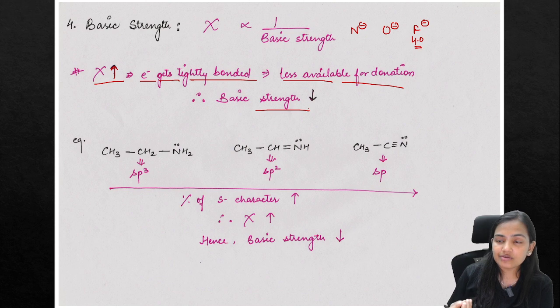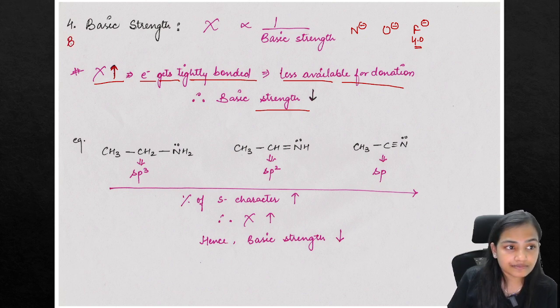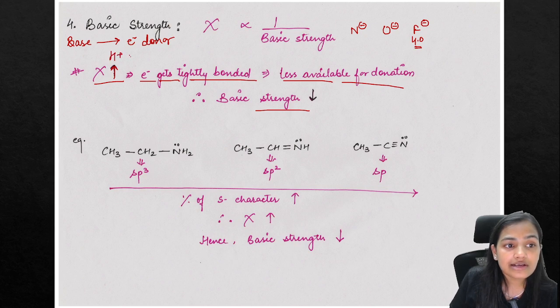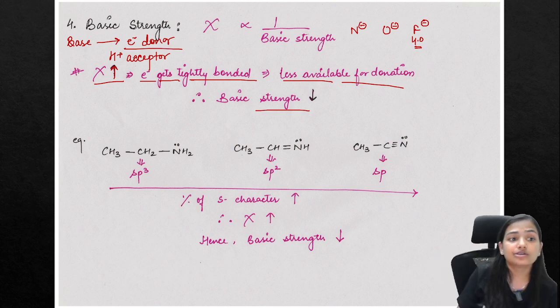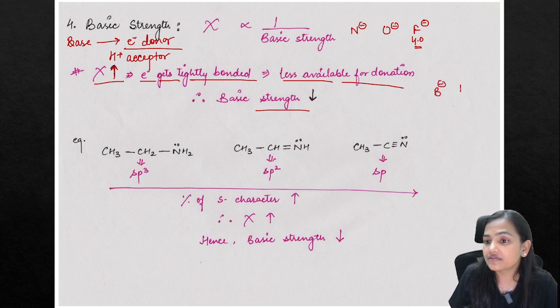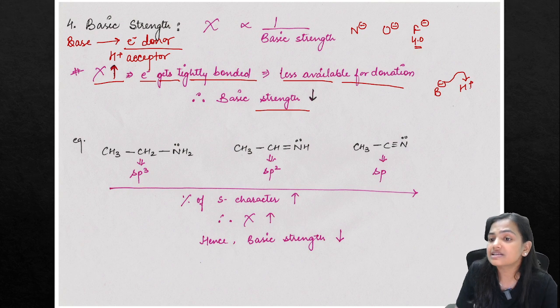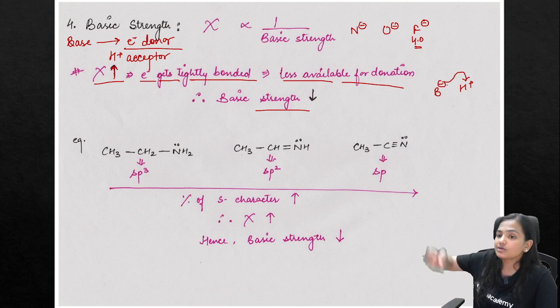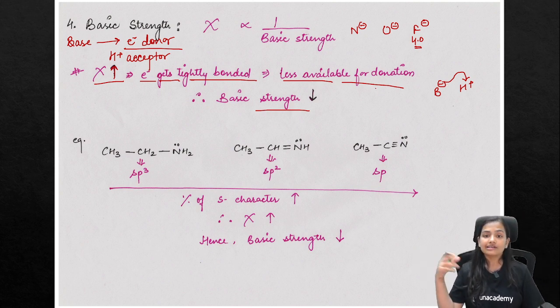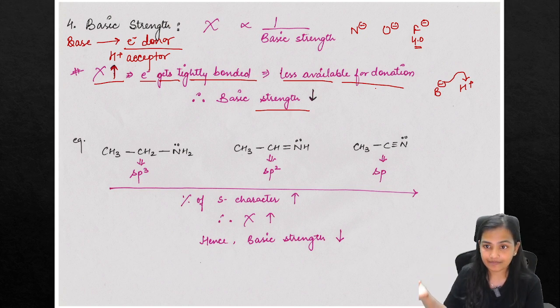So actually you need to know what a base is. A base is an electron donor, or you can say a proton acceptor. Any species that can give its electron easily to H positive. If this is B negative, it can accept the proton very easily when it has a tendency to give the electron pair to the vacant orbital of the H positive. So if the electrons are easily donated, then the basic strength increases, and if they are less available for donation, the basic strength decreases.